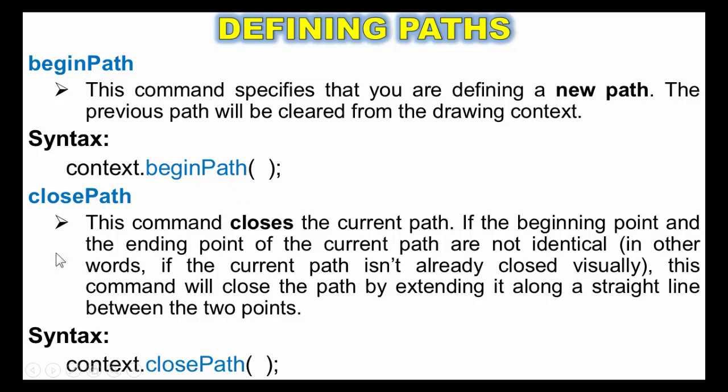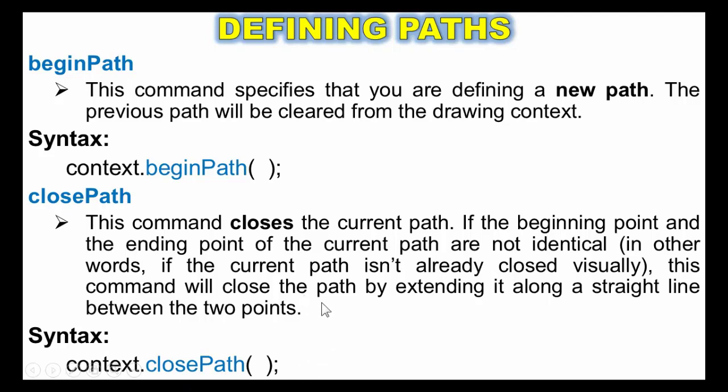The command closePath closes the current path if the beginning point and the ending point of the current path are not identical. In other words, if the current path is not already closed visually, this command will close the path by extending it along a straight line between the 2 points. The syntax of closePath is we write the keyword context followed by a period and then the command closePath with empty parentheses, semicolon.